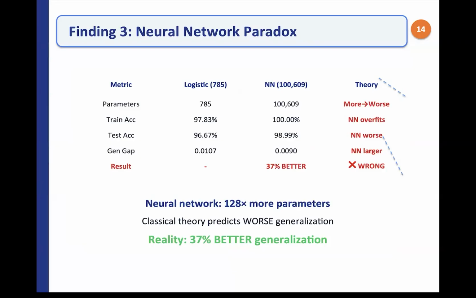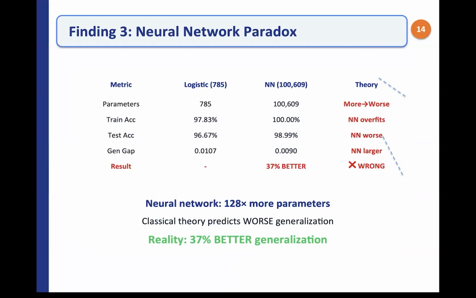Finding 3 looks at the parameter count paradox. Logistic regression has 785 parameters. The neural network has 100,609, about 128 times more. Classical theory says the big model should overfit and generalize worse.